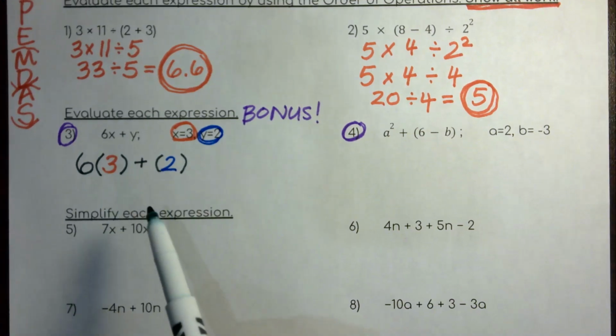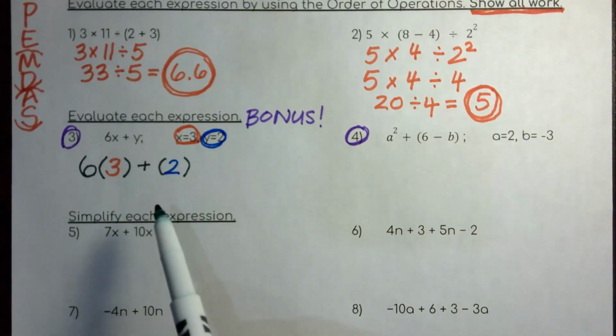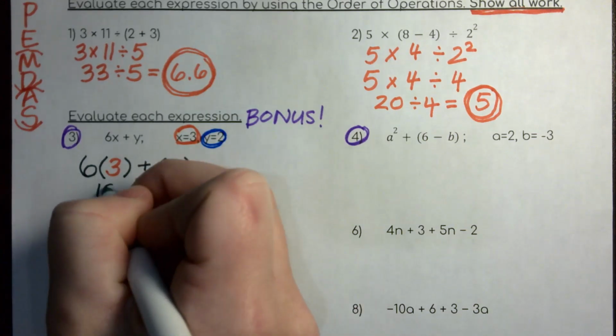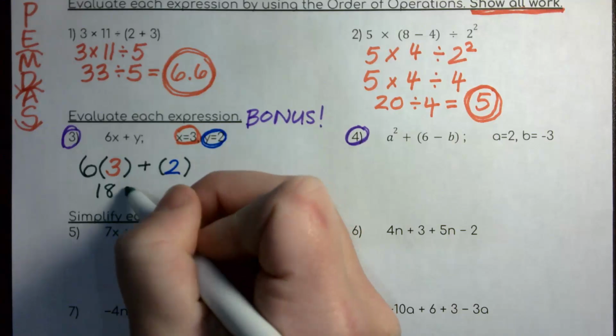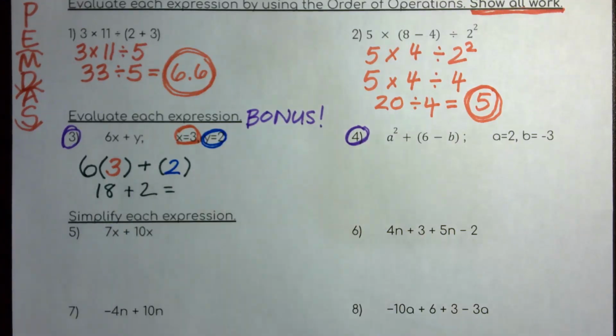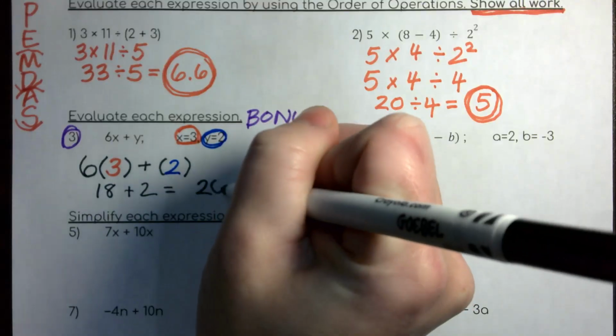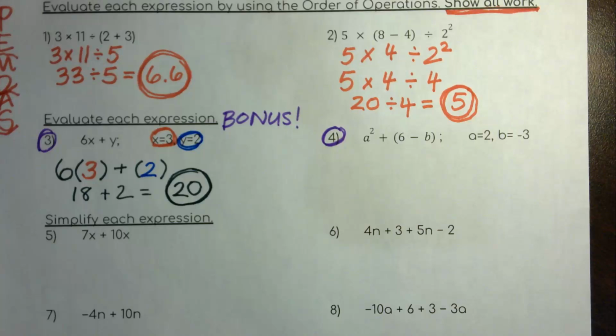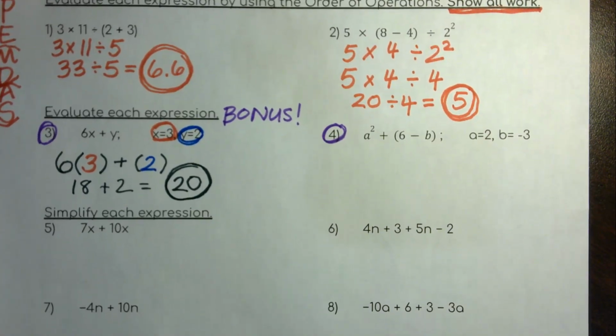So what's our first step here? Absolutely. What is 6 times 3? 18. And then we have our plus 2. What's 18 plus 2? 20. And that would be your answer. You're going to circle that. And that's all there is to it, guys. All there is to it. Any questions about number 3? Okay. If we feel okay about it, we'll move on to 4.